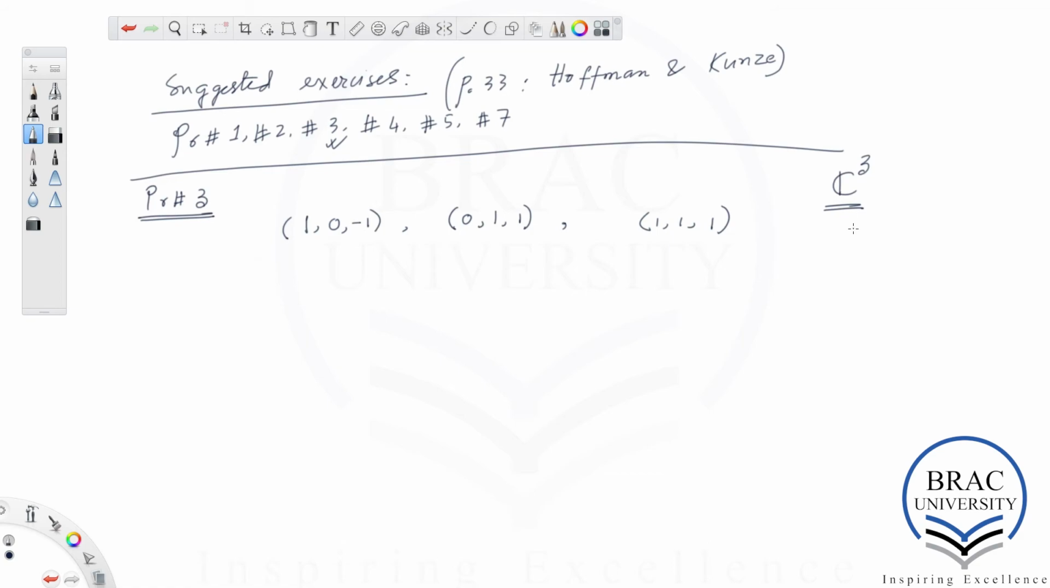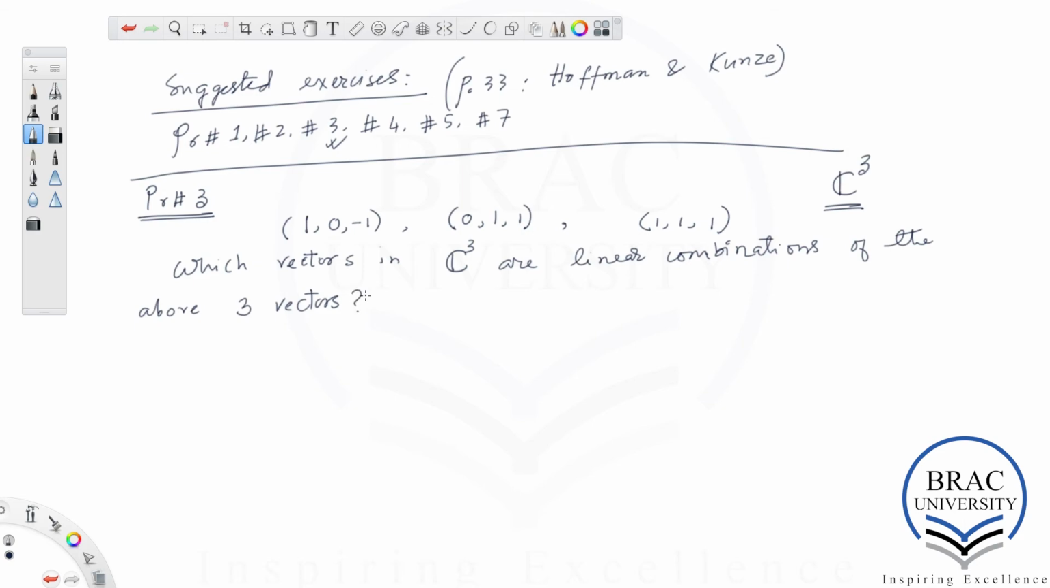I have to find which vectors in C3 are linear combinations of these 3 vectors. Which vectors in C3 are linear combinations of the above 3 vectors.